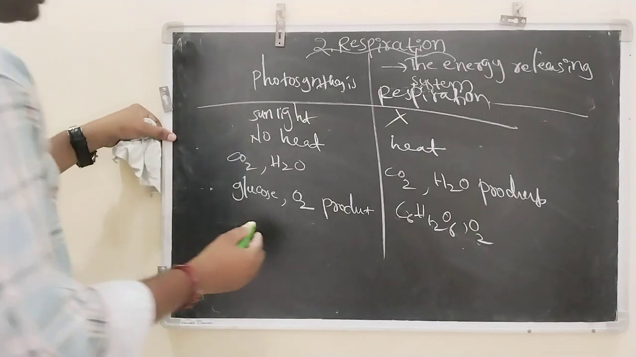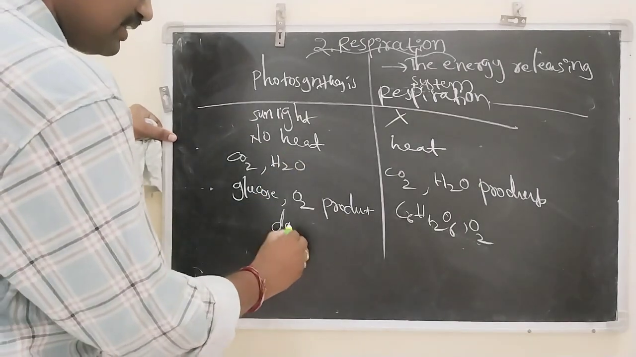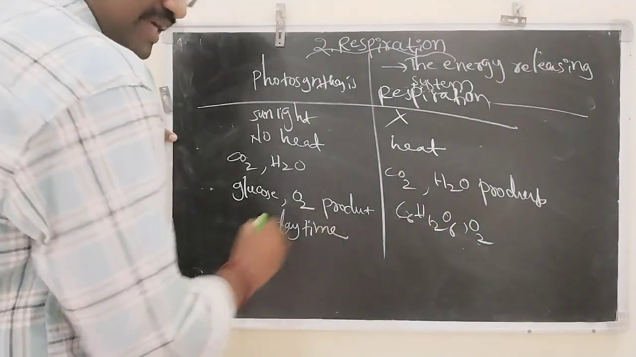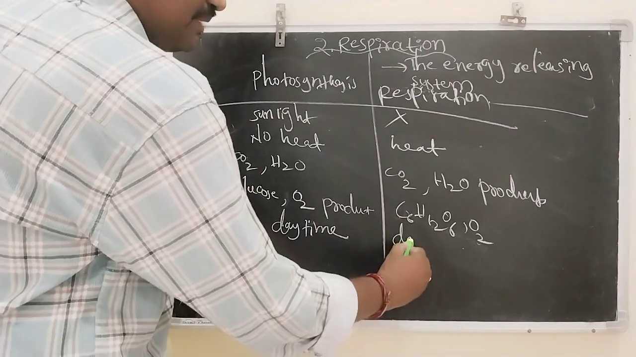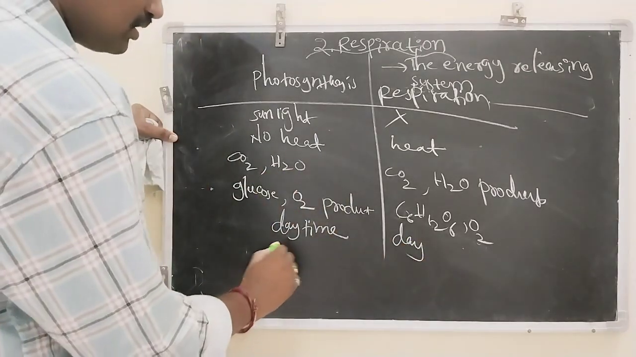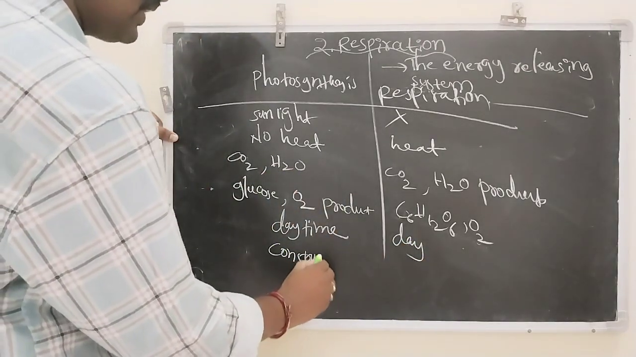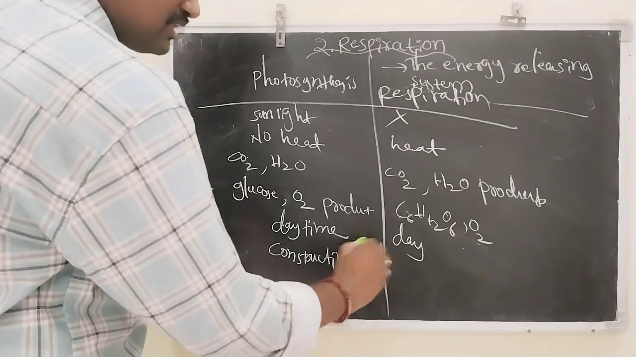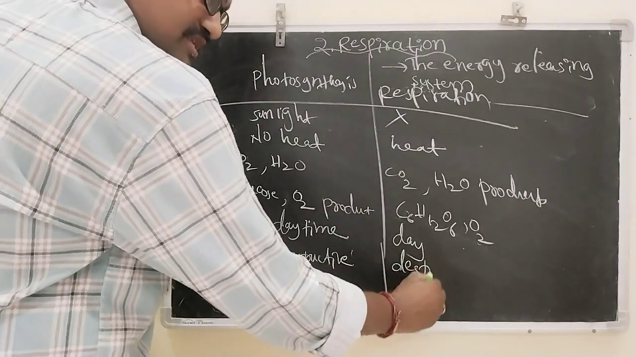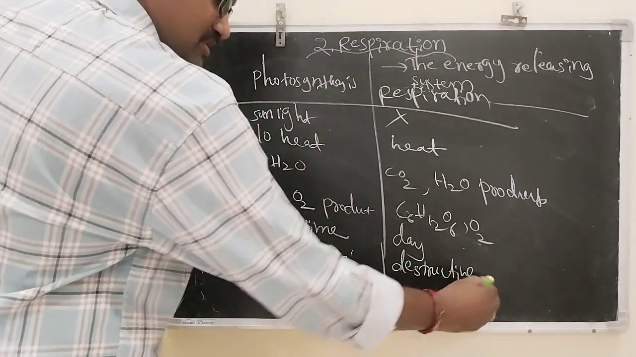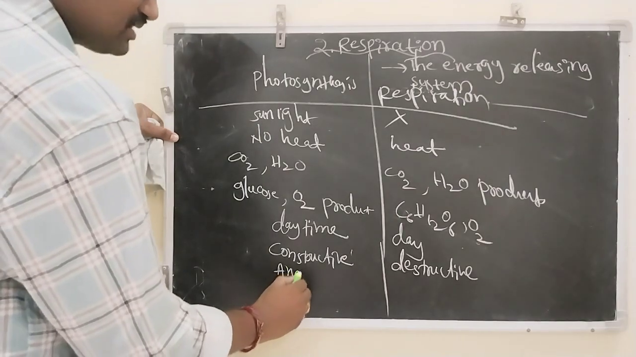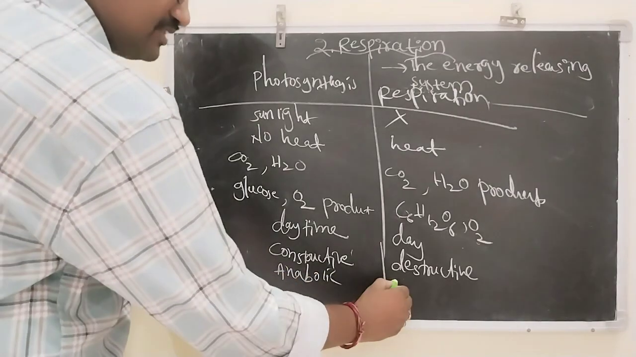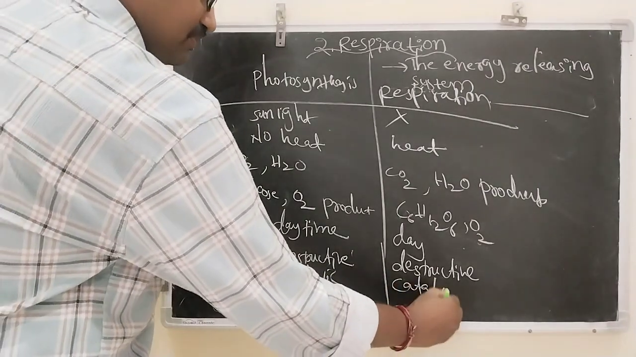Next. It occurs only in the daytime. Photosynthesis occurs only in the daytime. Respiration occurs throughout the day, meaning day and night. This is called a constructive process. Why? Because here a new product is forming. That is why it is a constructive process. And this is called a destructive process. Constructive process is also known as anabolic process, and this is called a catabolic process.